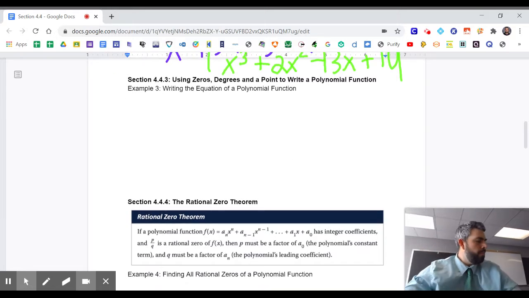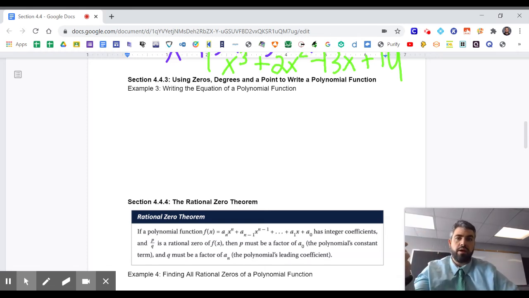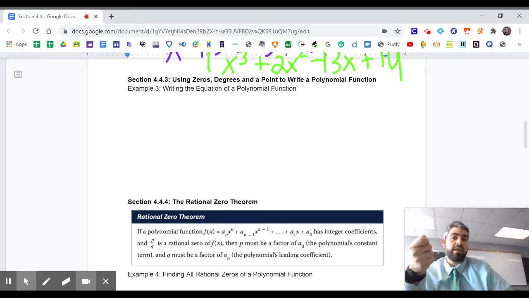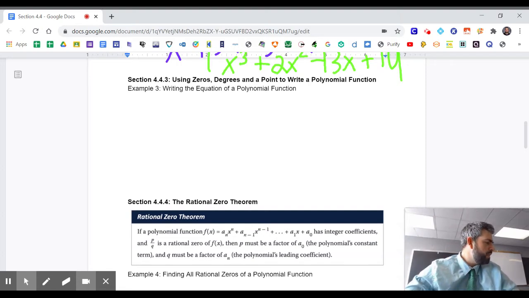All right. Now, we can also do it where they give us other information. Maybe they give us a 0. Maybe they give us the degree of the polynomial. So then all of a sudden we know what x is. Sometimes they might give us a point. And we can use all that information to compile and create some sort of a function, a polynomial function, using that information.